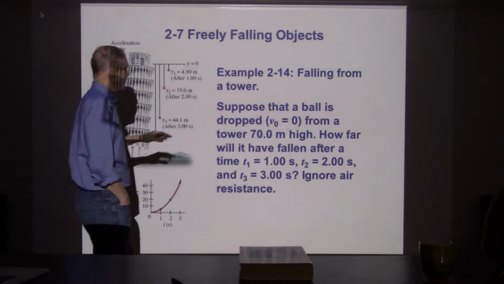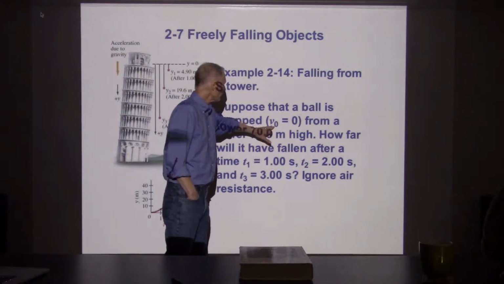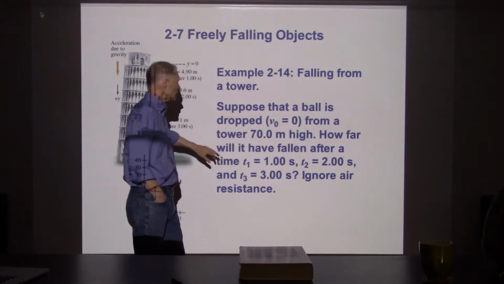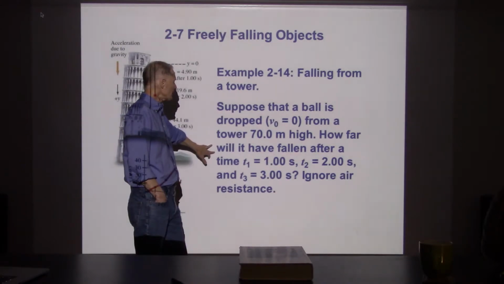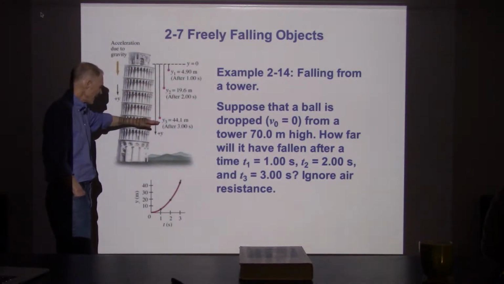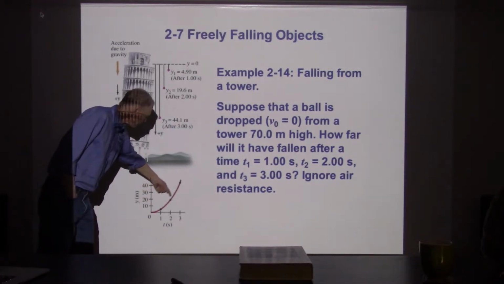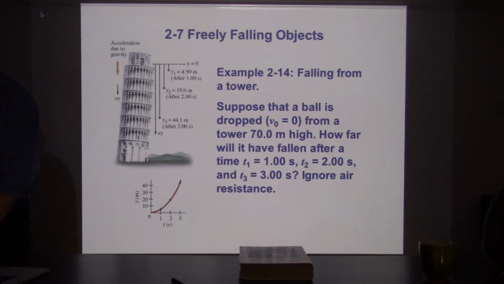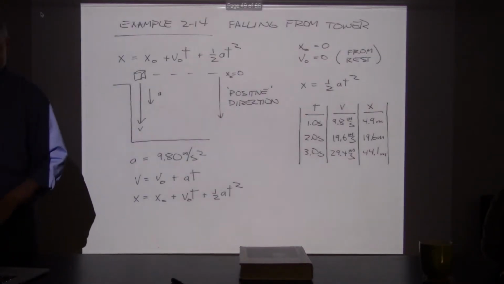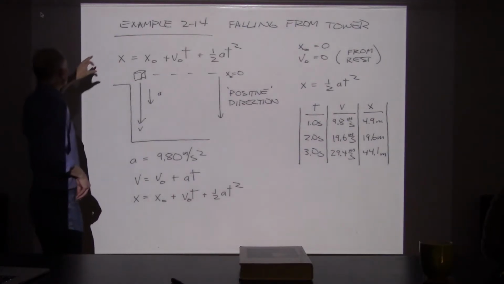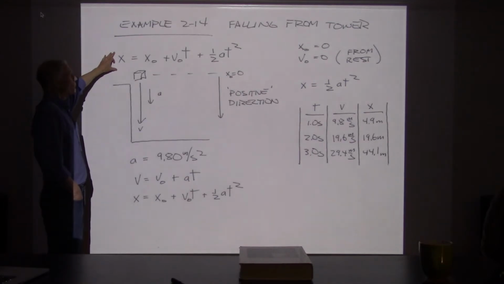So what this is saying is we're going to drop this, so the initial velocity is 0, from a tower 70 meters high. How far will it have fallen after 1, 2, and 3 seconds? They've kind of given the answers here. Here is the graph of what everything is going to look like. Let's take a look at the formulas and see how they came up with these numbers. So here's what my solution, my drawing looks like when I'm solving this problem. So I'm going to bring in my displacement formula.